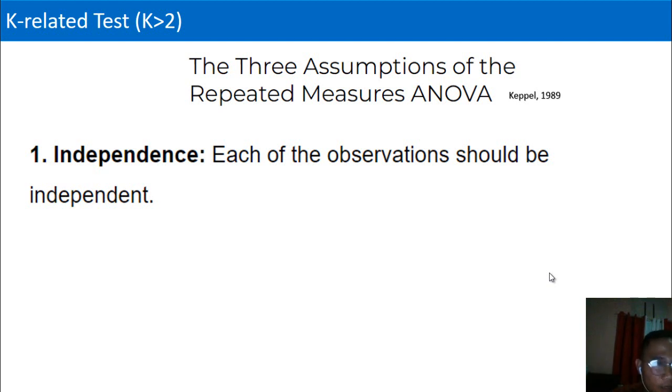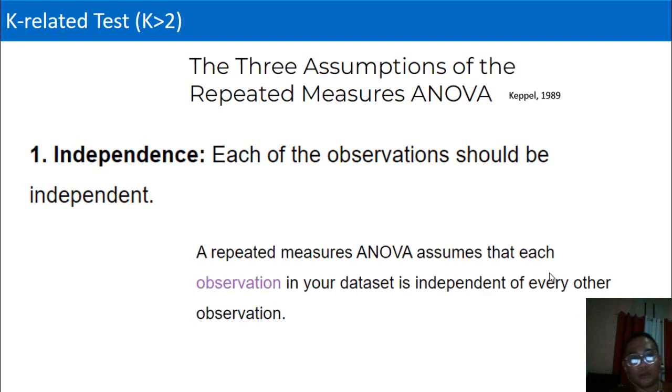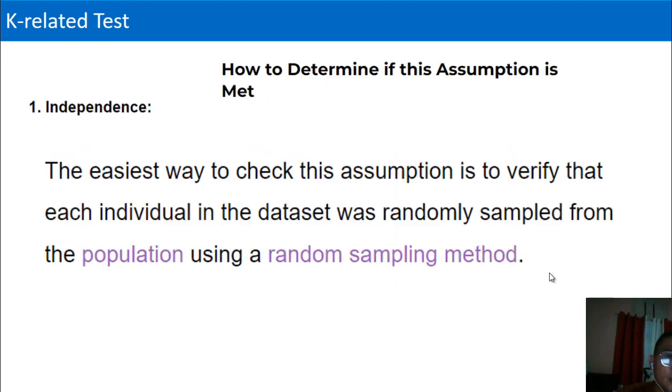So first, it must be independent, okay? A repeated measures ANOVA assumes that each observation in your data set is independent of every other observation. So how to determine if this assumption is met? The first is you have to check the random sampling method.